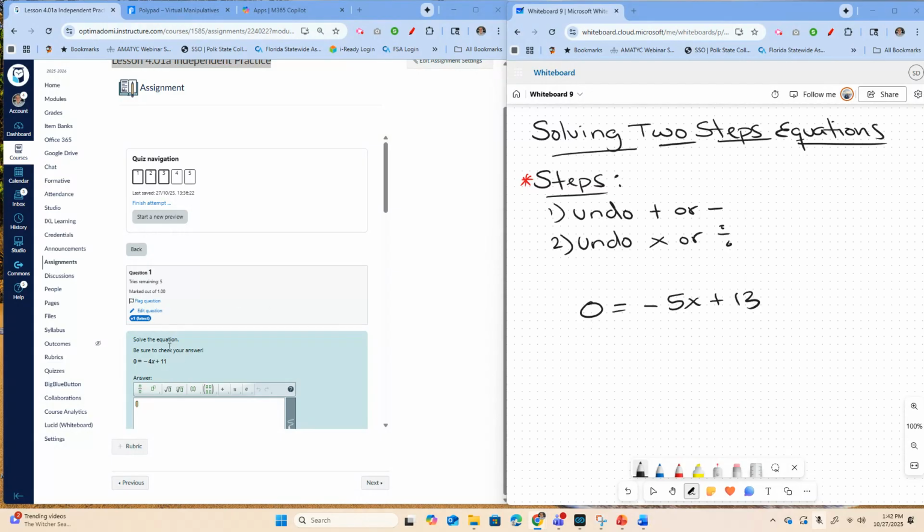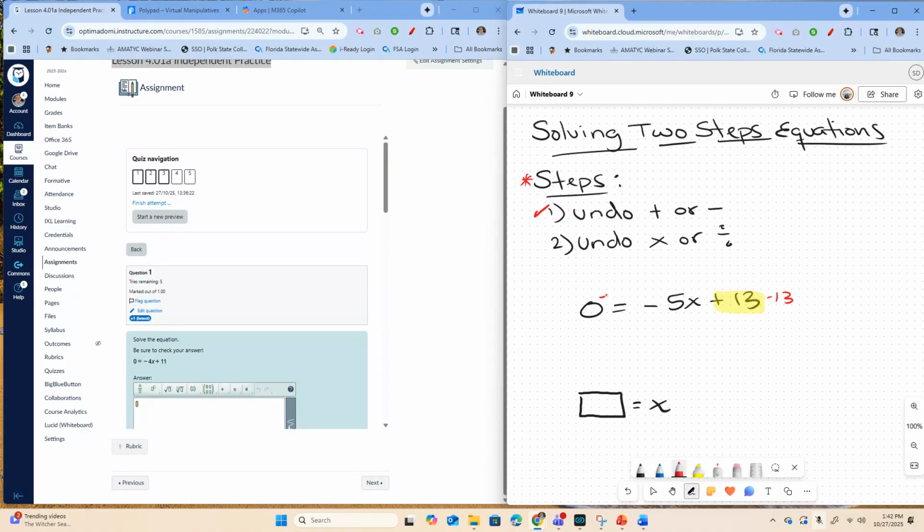So problem number one, I did a similar one. At the end, I want to get something like this: x equals some number. How do I do that? I'm going to follow these two steps. First step, undo any addition or subtraction. If you look at the equation, there's an addition here. What's the opposite? That's what undo means, opposite. What's the opposite of adding? Oh, you're going to be subtracting 13.